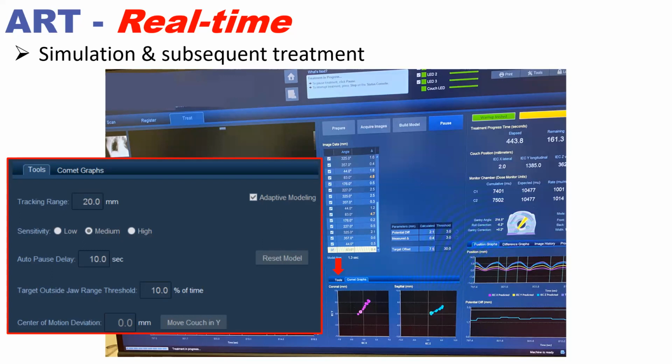Because what happens if the patient starts to breathe irregularly, let's say, and goes outside of the limits, because this can compensate up to 3 centimeters of up and down inside the respiratory motion. So what happens if they go outside of the 3? Will you allow it to treat for that fraction of a second or not? Or do you want it to intervene?